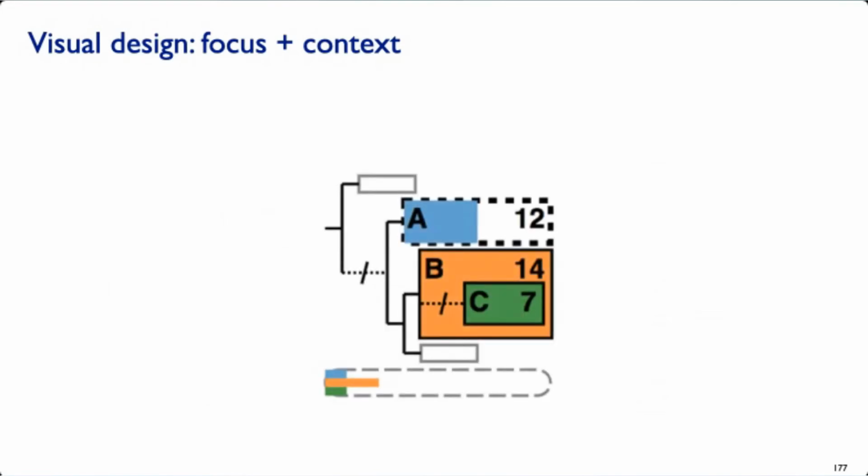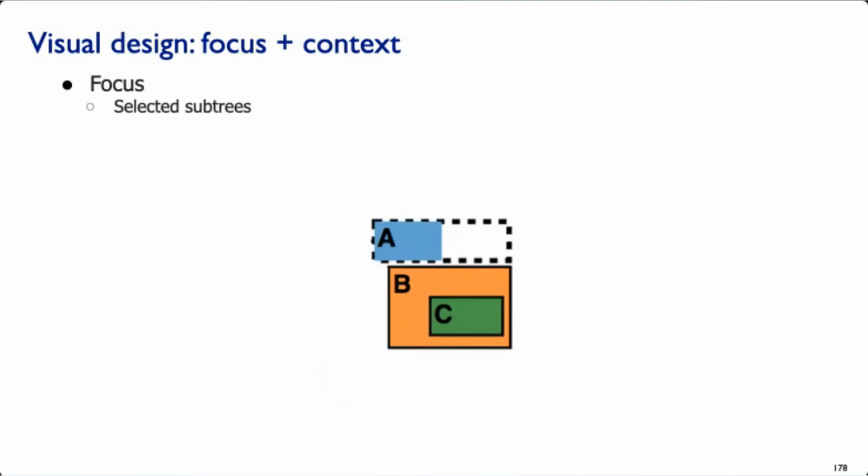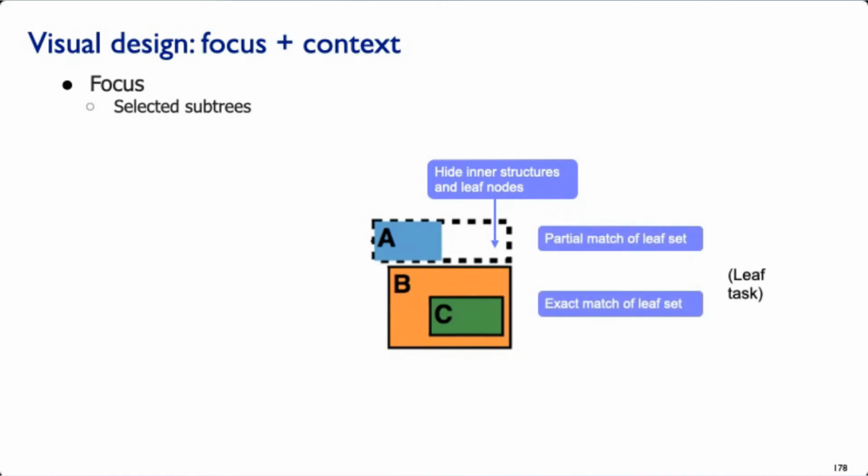It's a focus plus context design, and let me walk you through this piece by piece. We've got some trees that the user selects explicitly. Those are the focus nodes. We're hiding a huge amount of the internal structure of the tree and really just focusing on the subtrees they've selected. If only some of the leaves match, then we have a bar that's only partially along this dotted line at the top. And anytime there's an exact match, we have these solid blocks.